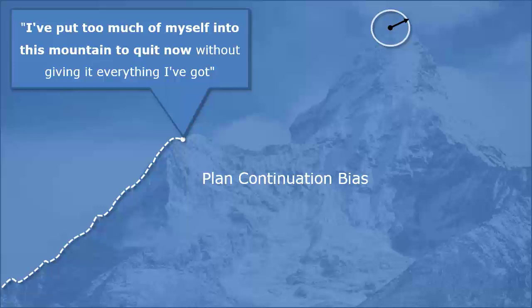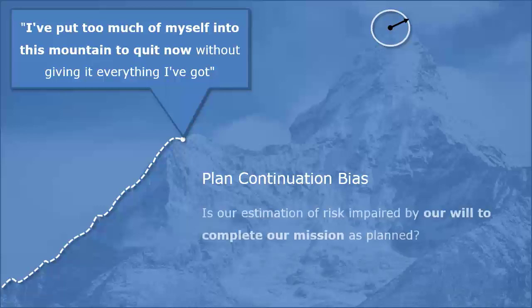A plan continuation bias is at work whenever you keep doing what you're doing and ignore the changing conditions, because you're so close that you underestimate the risk involved in continuing. If you suspect that you or your crew is experiencing the plan continuation bias, you should ask yourself, is our estimation of risk impaired by our will to complete our mission as planned?